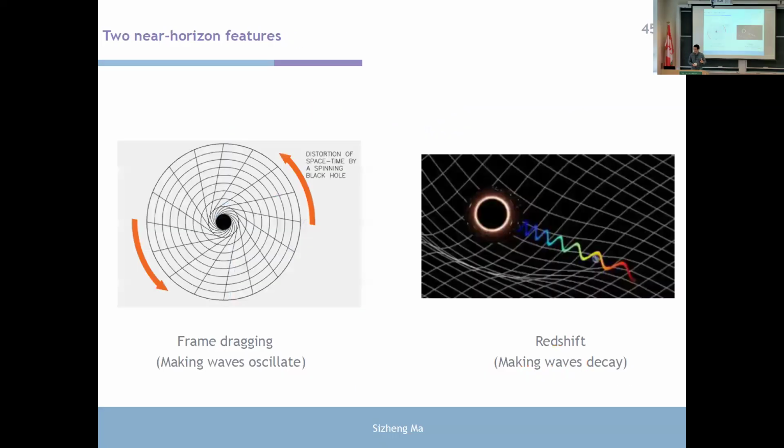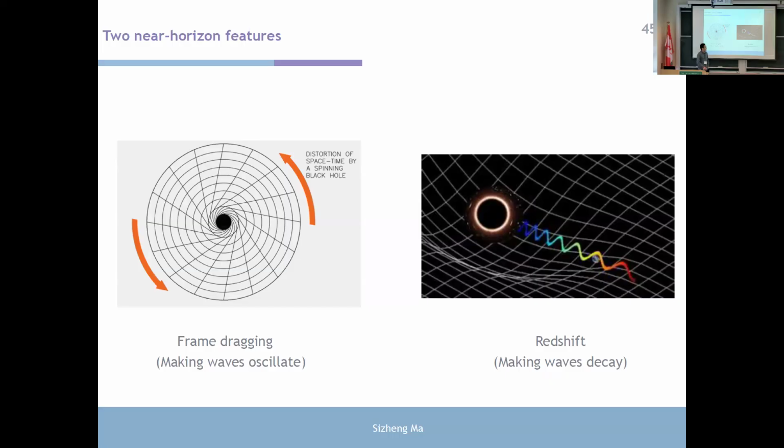There are two important features that we need to consider, including the frame dragging effect and the redshift effect. As we know, when the central black hole rotates, it can drive the nearby spacetime and push the particle to co-rotate with it. As a result, the emitted source-driven emission should oscillate at some frequencies to reflect this frame dragging effect.